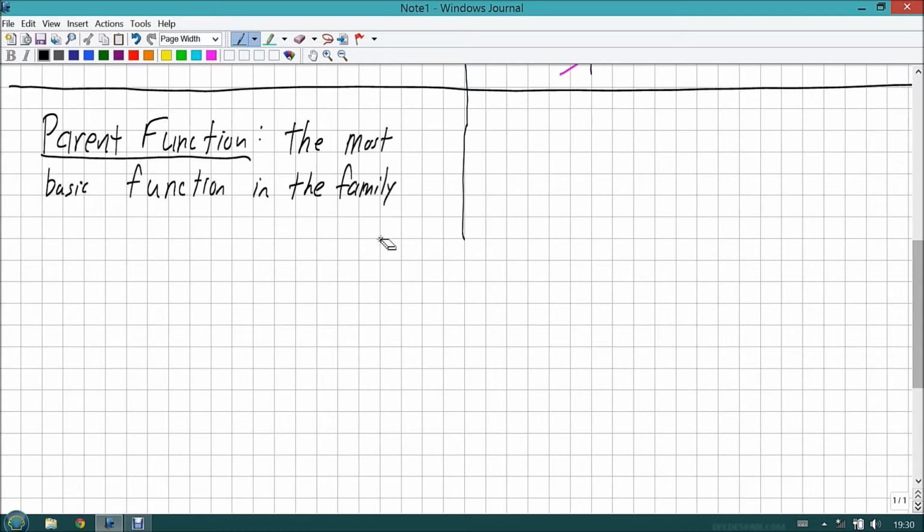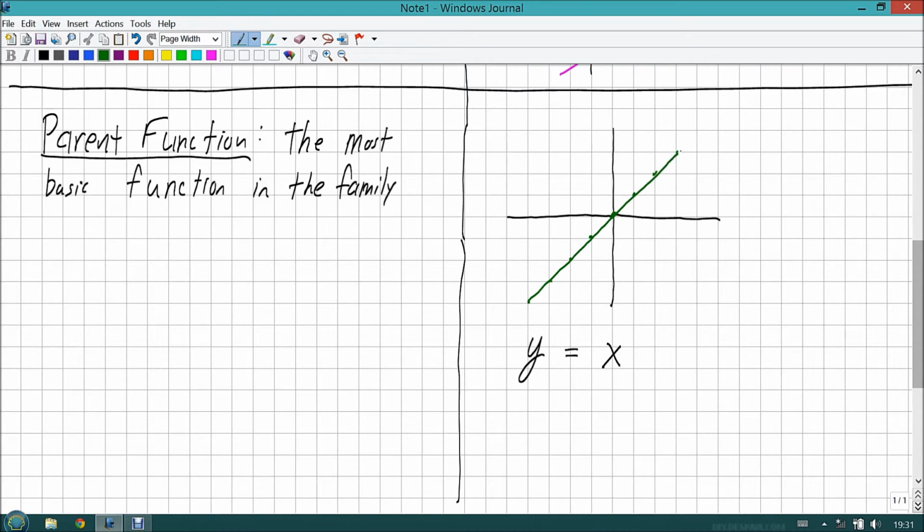In a regular family, your parents would usually have a lot better education, a lot more life experience, a lot more stuff that they've gone through and can understand and anticipate. Well, here it's kind of the reverse. The parent is the one that's the most basic, the least complicated, the one that we transform to create the rest of the family. So for linear functions, that parent graph is y equals x. Y equals x is the McDaddy of all lines. It is the parent function of all lines, and all lines derive their transformations from this particular line, y equals x.